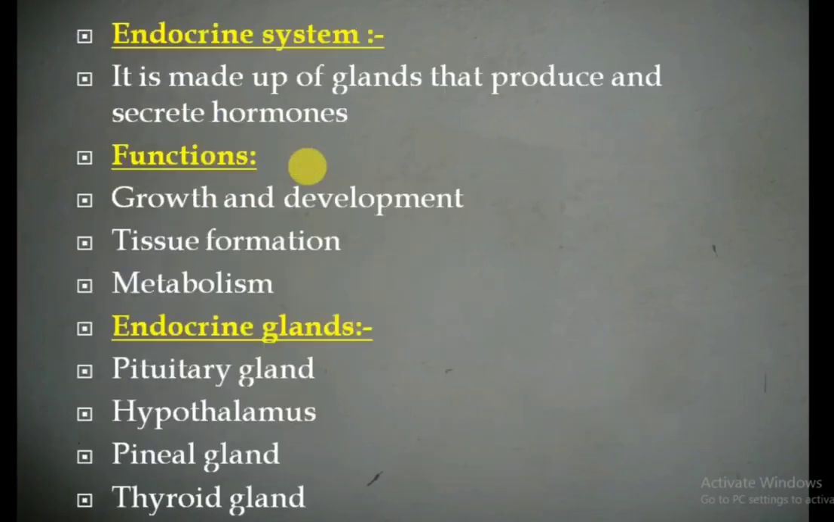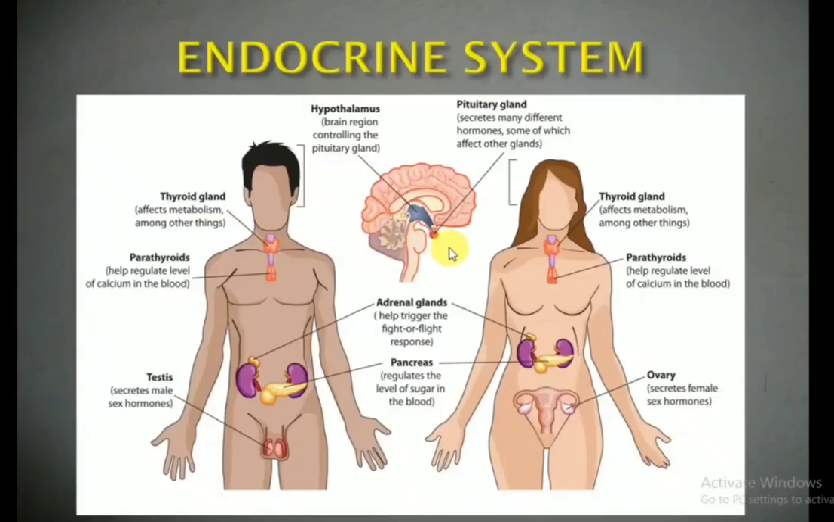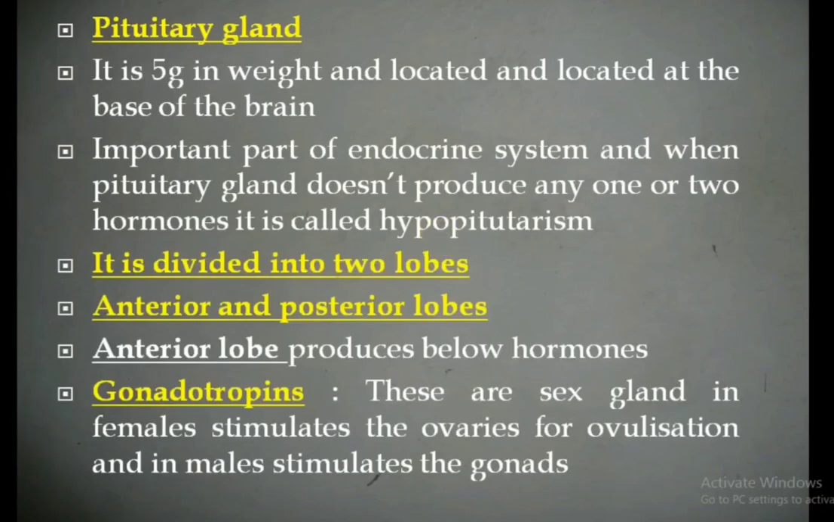So here in the image, the pituitary gland is located near the temporal region of the brain. Here you can see. So this is 5 grams in weight and located at the base of the brain. It plays an important part of the endocrine system. So when the pituitary gland doesn't produce any of the hormones, it leads to a condition called hypopituitarism, and this pituitary gland is divided into two lobes. One is anterior lobe and another one is posterior lobe.